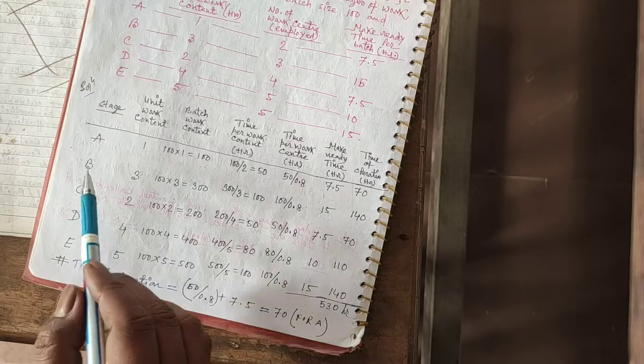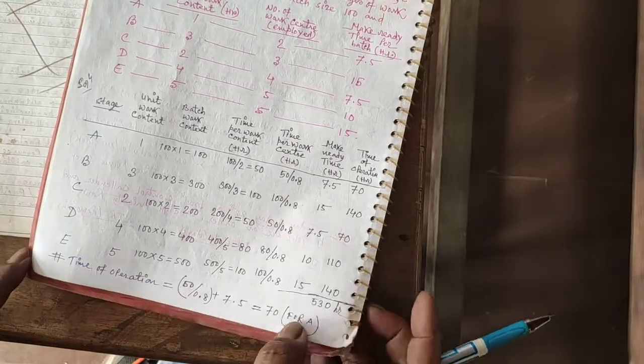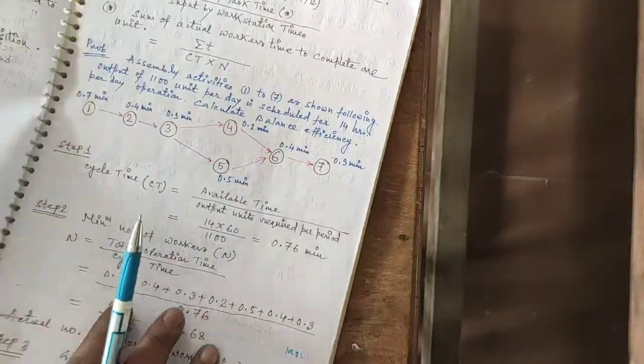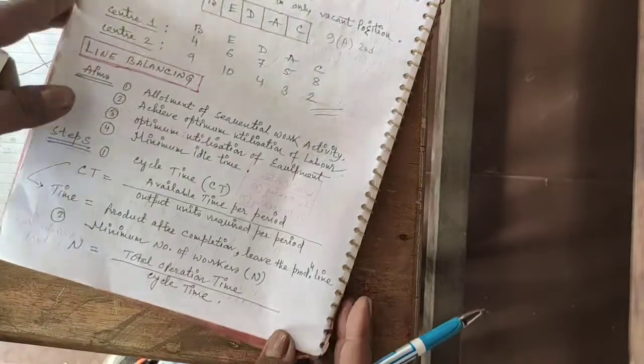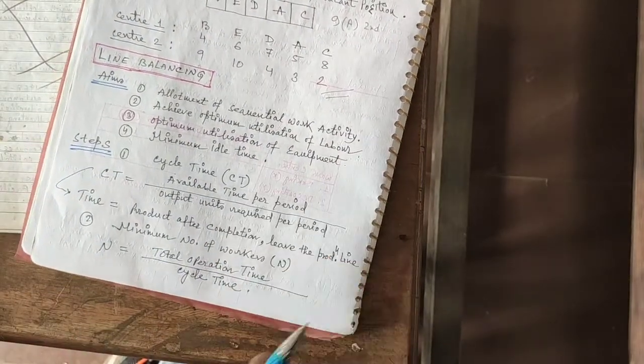And similarly we can calculate for B, for C, for D and for E. The process will be the same. Okay. Now in the second part we have come to the situation of line balancing. It is an important concept of line balancing.